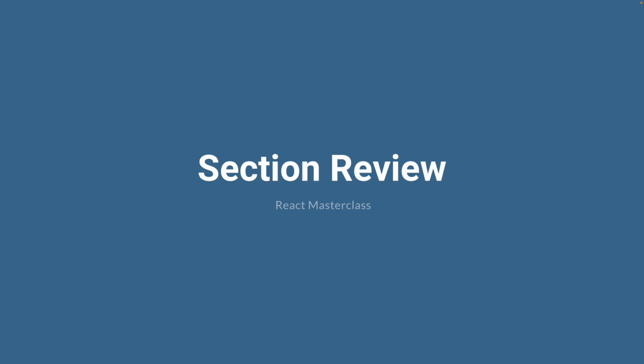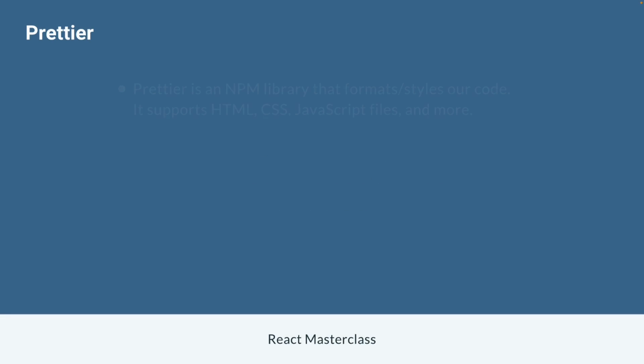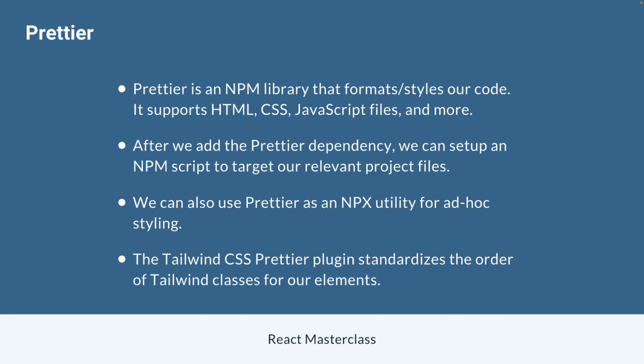So as always, let's take a few moments to review everything we learned in this section of the course. In this section, we introduced the Prettier NPM library, which is a library that formats or styles our code. Out of the box, it supports HTML, CSS, JavaScript, JSX, Markdown, and more. And we simply add the dependency to our project, and then we have a wide variety of ways in which we can utilize the library.